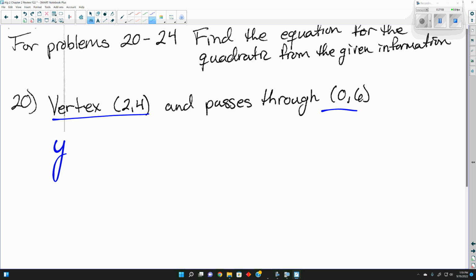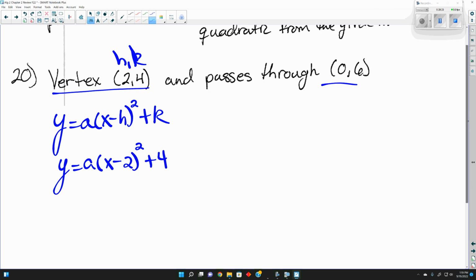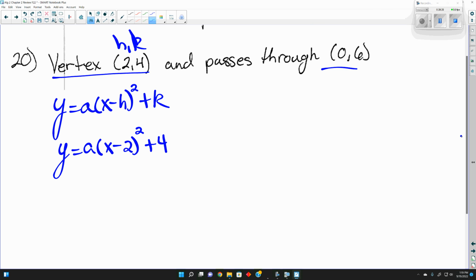So we're going to use vertex form. And the vertex is the point h, comma, k. So what that's telling us is that y is equal to a times x minus h, well, h is 2, squared plus 4. So the first thing we want to do on this here is plug in the values of h and k.